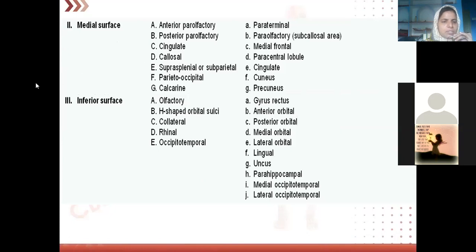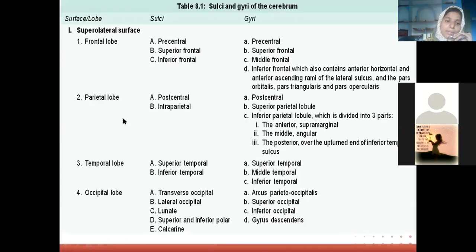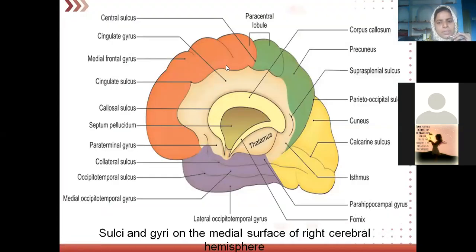Take the screenshot also. Medial surface and inferior surface. It's not so important, but still the previous one always comes in as an essay question. Okay, this is the medial surface.